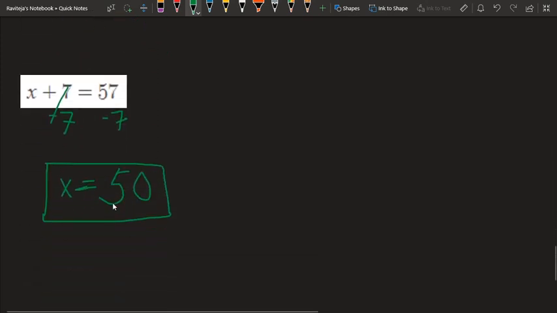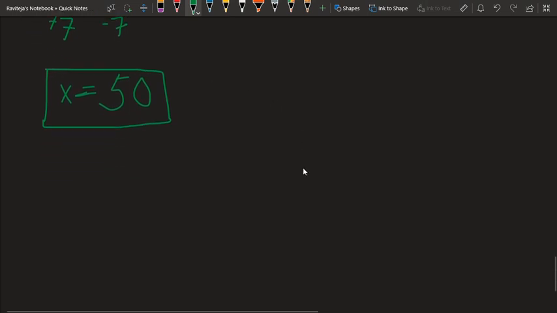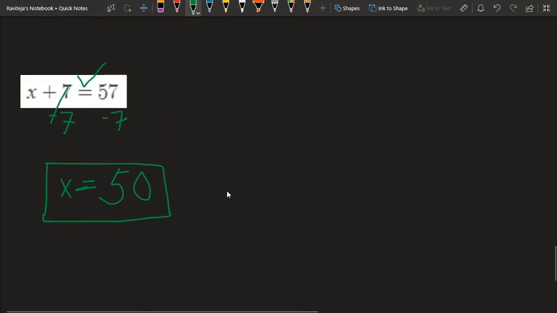And finally, for our last problem, we see x equals 50. We substitute 50 in for x. 50 plus 7 equals 57. Does 57 equal 57? Yes, it in fact does. And then we know that is the right x value. So hopefully from watching this video, you guys learned how to solve equations for x by using addition and subtraction.